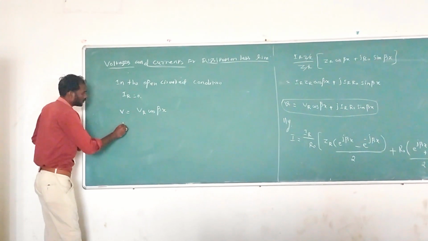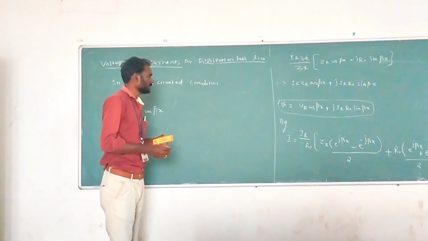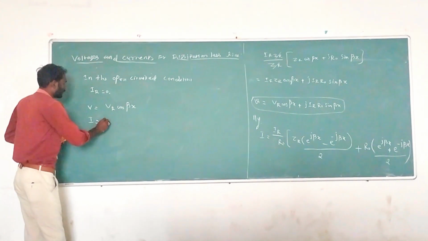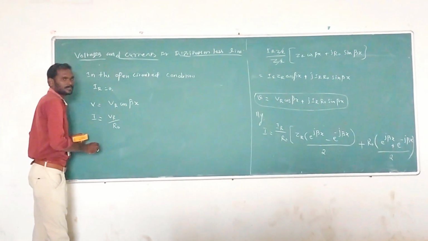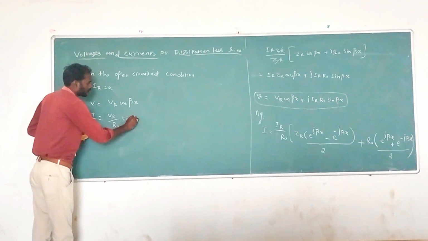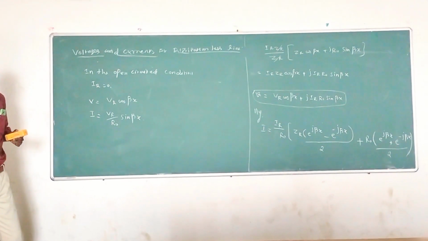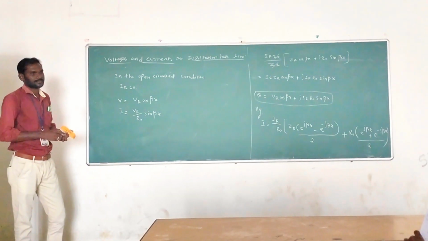I is equal to, what is the expression of I? I is equal to VR by R naught sin beta x. Right?